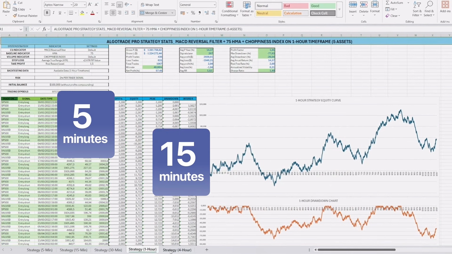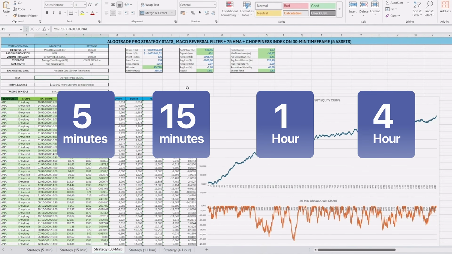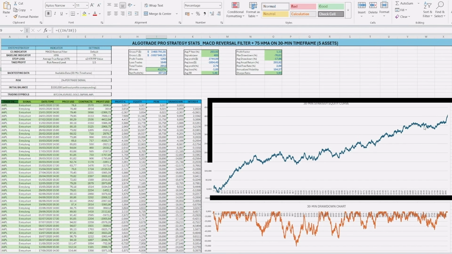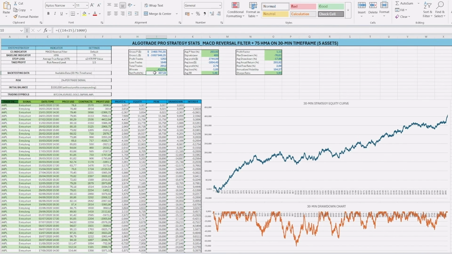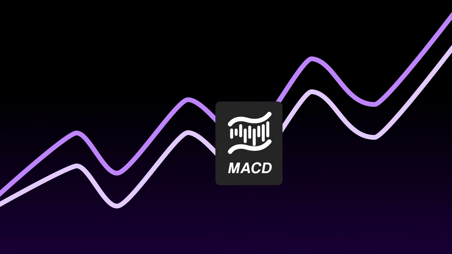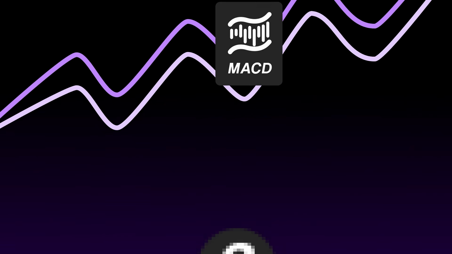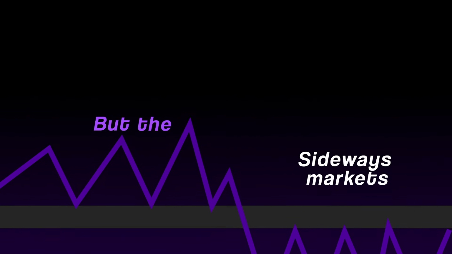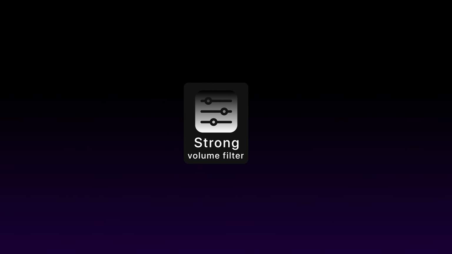And so, after replacing the 200 EMA with the 75 whole moving average, the results improved. We managed to slightly increase the win rate, the equity curve became more consistent, and overall profitability increased significantly. So, just by optimizing the baseline, we already made the MACD system much more robust. But we are still missing one critical piece, because even with a strong baseline, there is still one type of market that can completely destroy performance, and that is sideways markets. But the solution is simple: we need a strong volume filter.